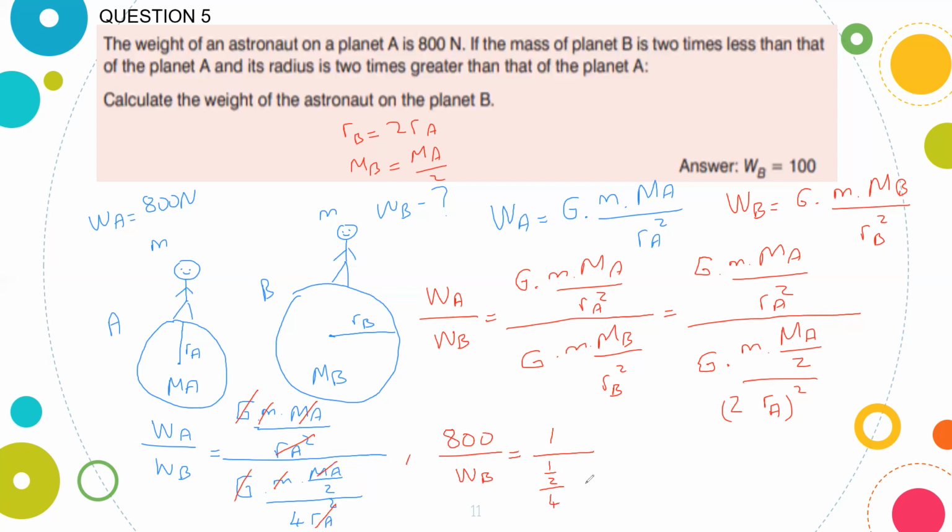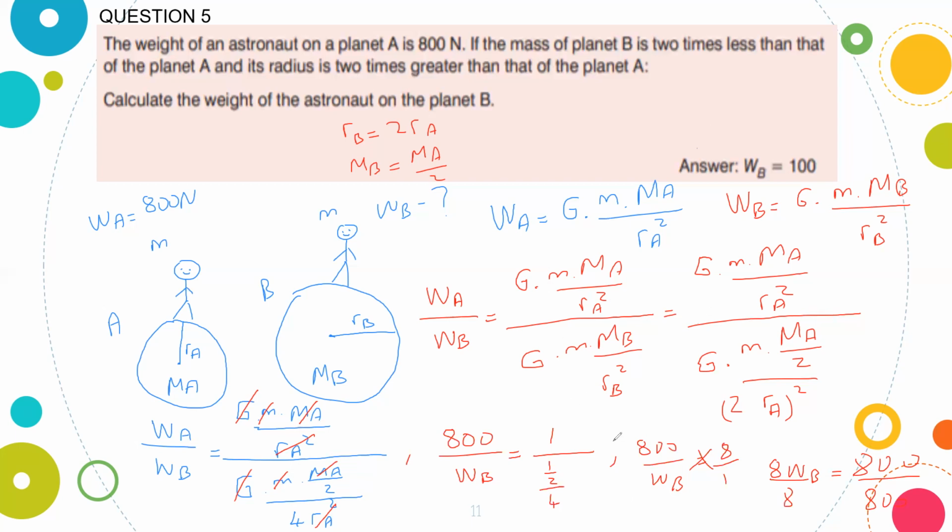So from now, you must make your plan. 1 over 2 over 4, what is that? You can use your calculator or you can just remember maths. If you are okay in maths, you can get it. So finally, you are getting 8 over 1. So 800 over W B equals 8 over 1. And cross multiplication from now, 8 W B equals 800, and divide by 8 on each side. And finally, your answer is 100.